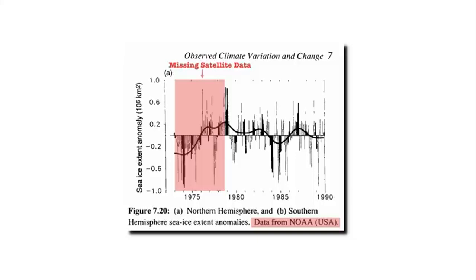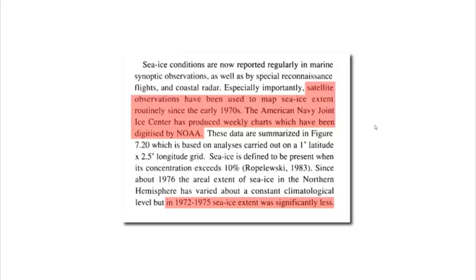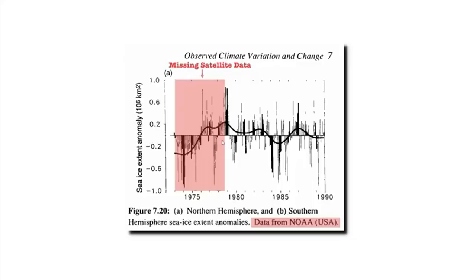The data was taken from the National Oceanic and Atmospheric Administration. And here's the accompanying text from the 1990 IPCC report. Satellite observations have been used to map sea ice extent routinely since the early 1970s. The American Navy Joint Ice Center has produced weekly charts which have been digitized by NOAA. And down here is the key sentence. In 1972 to 1975, sea ice extent was significantly less. So they hid the data before 1979 and tried to use the excuse that we didn't have satellite data prior to 1979.